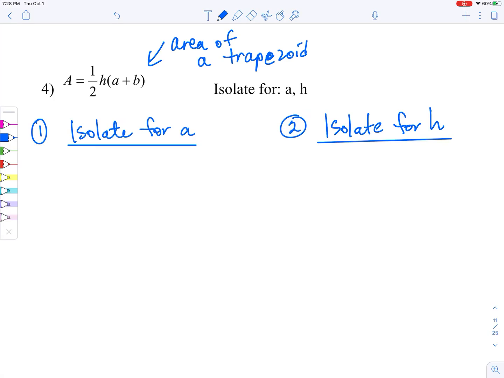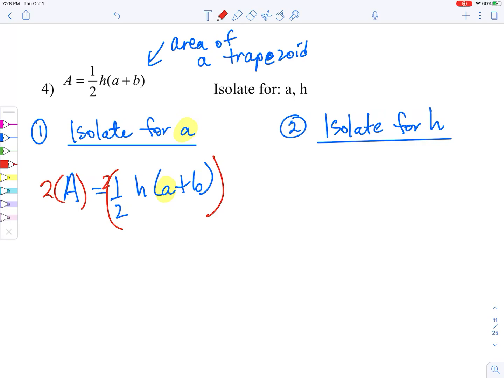So this one, first we're going to isolate for a. I'm going to rewrite the equation. A equals half h, bracket a plus b. I want to get a by itself. We've got this fraction in there. So the first thing I'm going to do is get rid of it by multiplying everything by the lowest common denominator, which would be 2. So it cancels out that fraction, and I'm left with 2A equals h bracket a plus b.